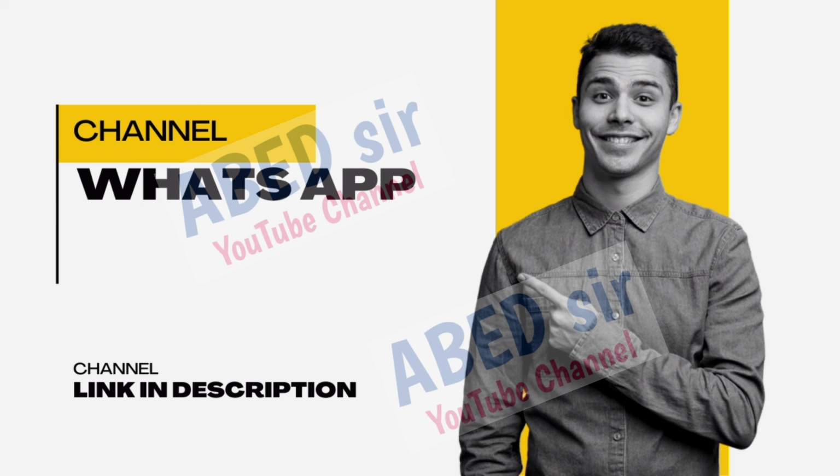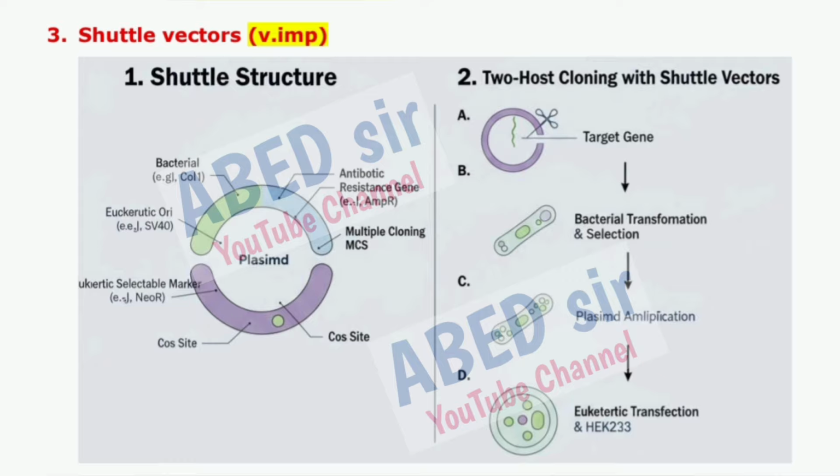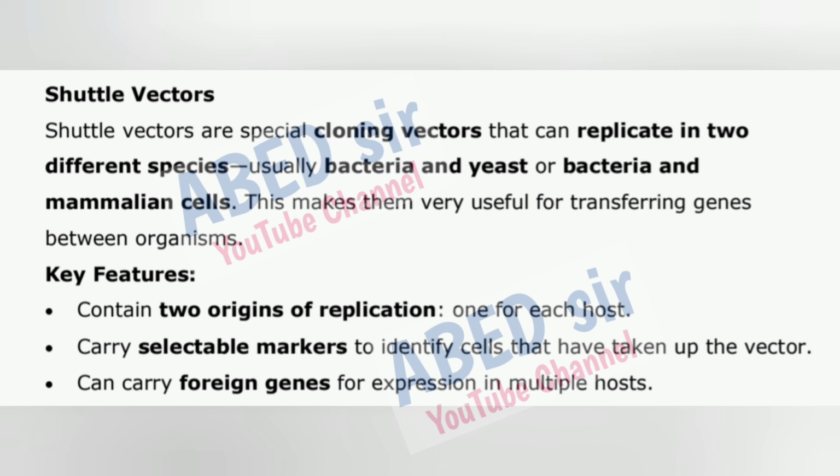Next important short question is 3, shuttle vectors. Shuttle vectors are special cloning vectors that can replicate in different species, usually bacteria and yeast, or bacteria and mammalian cells. This makes them very useful for transferring genes between organisms. Key features: contain 2 origins of replication, one for each host. Carry selectable markers to identify cells that have taken up the vector. Can carry foreign genes for expression in multiple hosts.